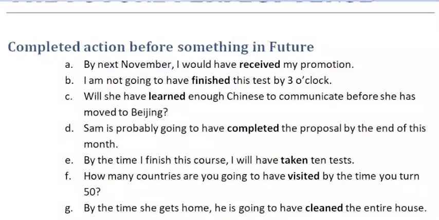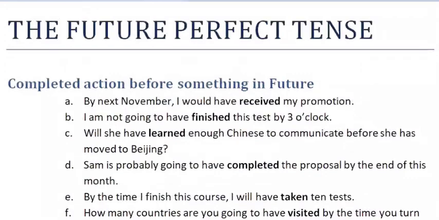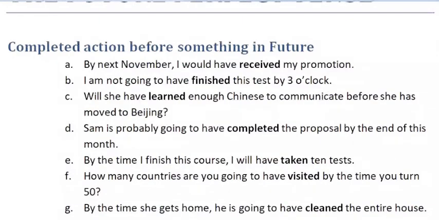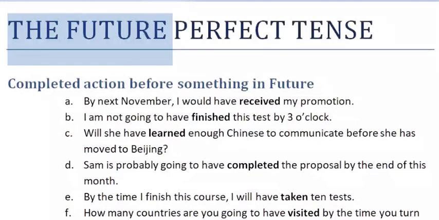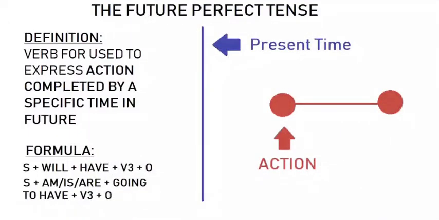You know that you're referring to the future, and you know that one action is preceding the other, or the other is preceding the first one. In that case, you have to straight away think about the future perfect tense. You have to straight away recall the formula: subject plus will plus have plus V3 plus object. Subject plus am/is/are plus going to have plus V3 plus object.